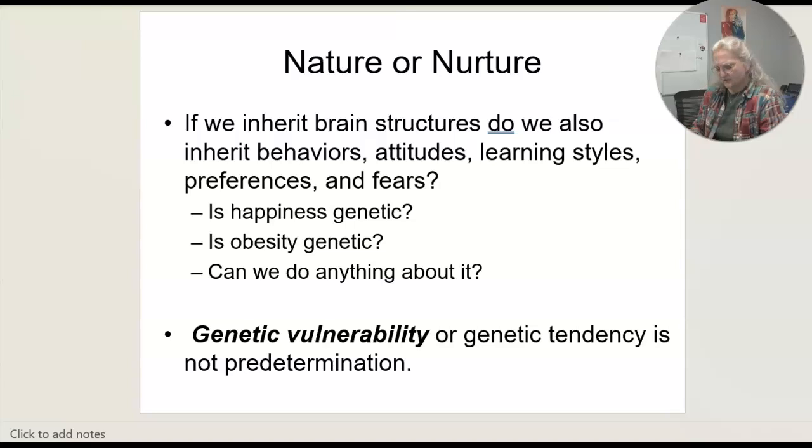The last idea is really about genetic vulnerability. One of the big questions in psychology, actually in all social sciences, I think, is the relationship between nature and nurture. There's lots of interesting research on whether happiness is genetic. The idea is that our brain is an organ, right?